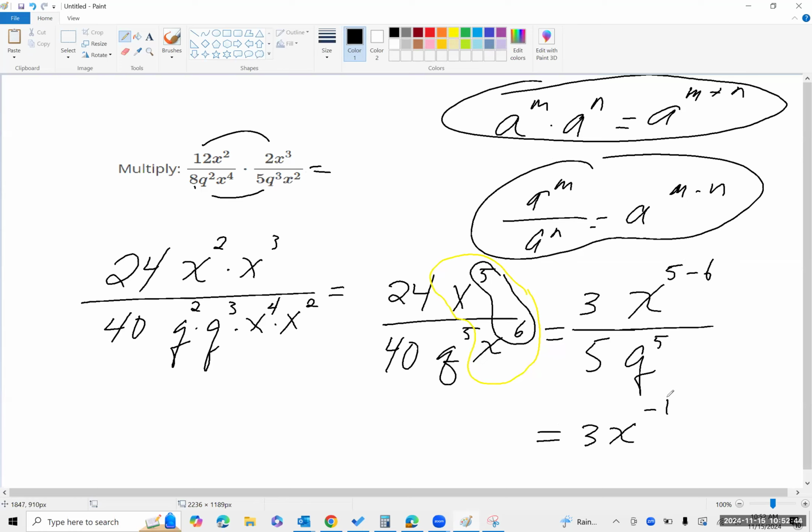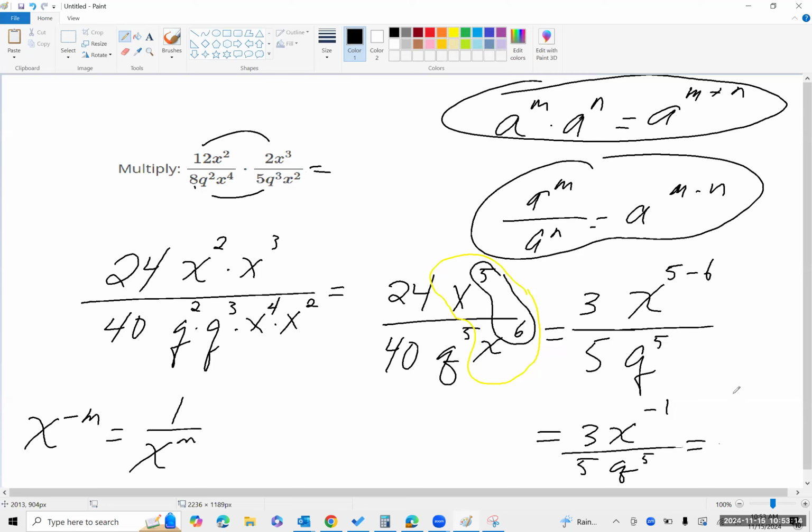to the negative 1. And actually, I have one more step. Over 5 q to the 5th. Oops. The final step. So I did need another rule. So let me write down the other rule down here. And it's that if I have x to the negative m, it's 1 over x to the m.